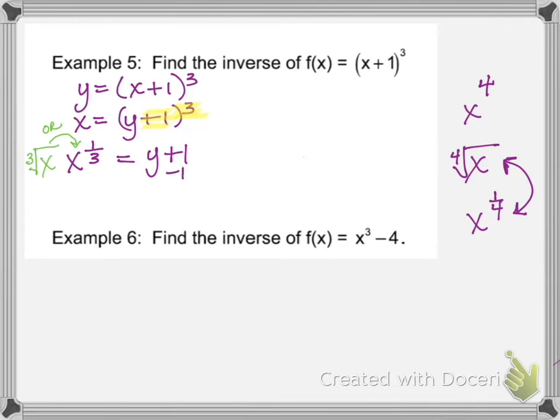Well, I'm going to subtract 1 on both sides. So my final answer is going to be x to the 1/3 or cube root of x, oh, forgot my minus 1 because I subtracted 1 on both sides, equals y. These here disappeared. They canceled.